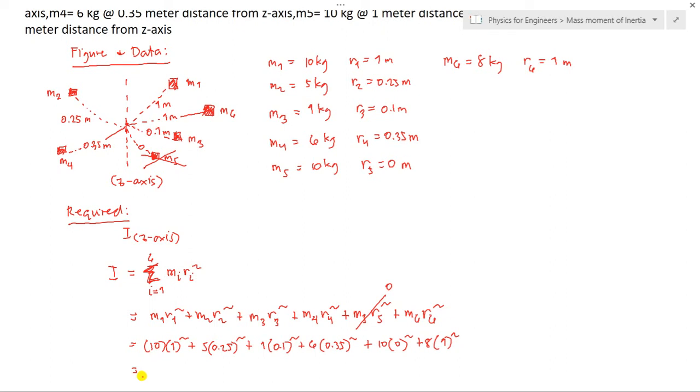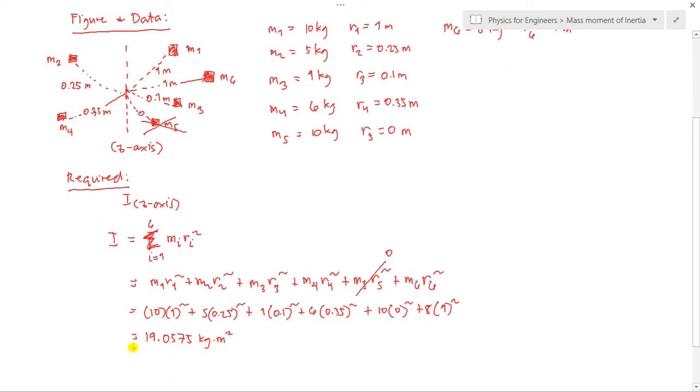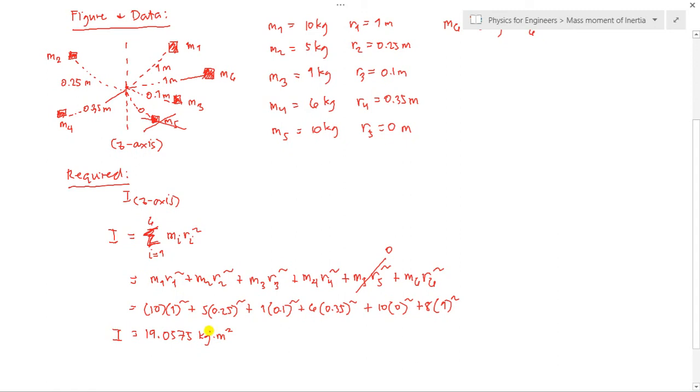So the answer is 19.06, or to be exact, 19.0575 kilogram meter squared. The unit of our mass moment of inertia is kilogram meter squared. So therefore, that is our value.